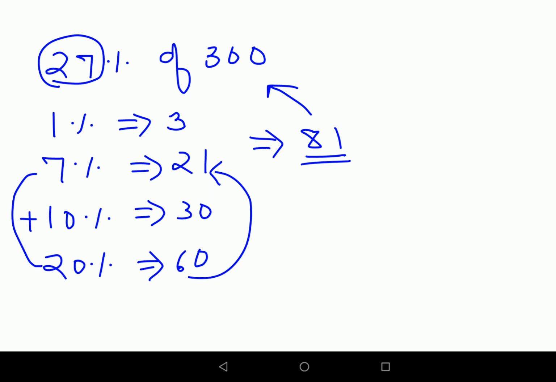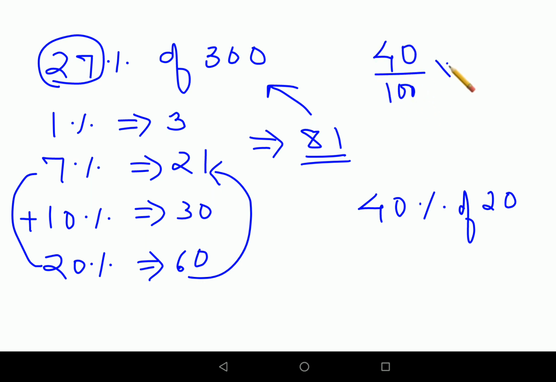I hope this is very clear to everyone. Another thing which a lot of people miss out on: when you have to find 40% of, let's say, 20, things can be done in your head as well. 40% is nothing but 40 divided by 100 into 20. So when you have two zeros in your question, directly discard the zeros, because this and this will cancel with these two. You just have to multiply 4 and 2. So the answer comes out to be 8.